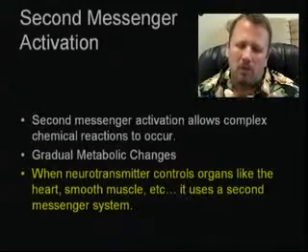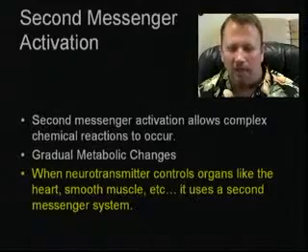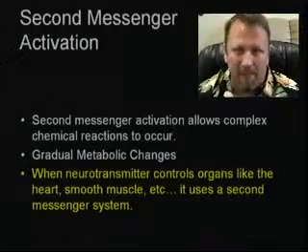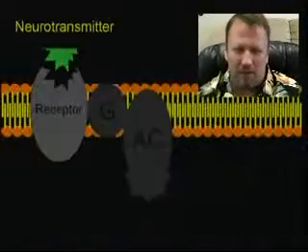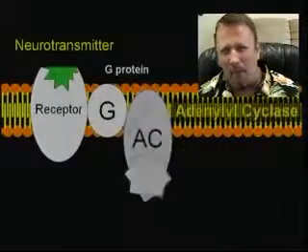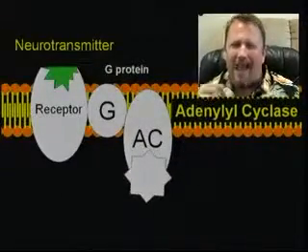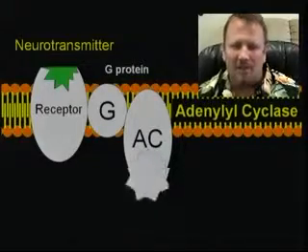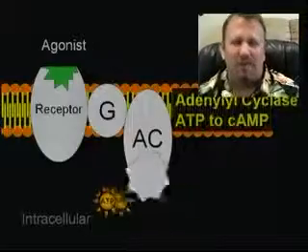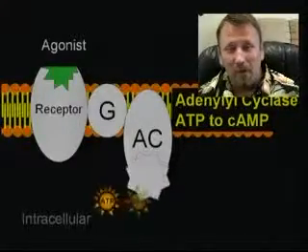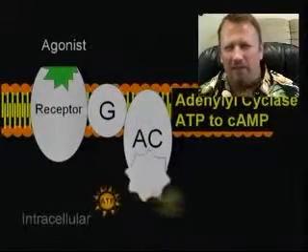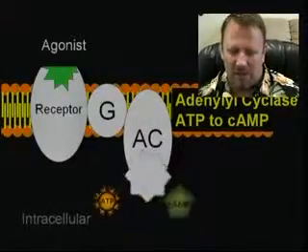You'll see this when a neurotransmitter controls organs like the heart and smooth muscle. You'll see second messenger systems used, like cyclic AMP. Cyclic AMP is a second messenger. So here's a neurotransmitter activating a receptor on the postsynaptic membrane, and that activates adenylyl cyclase. Adenylyl cyclase converts ATP, which is freely available as an energy source, into cyclic AMP, and cyclic AMP is our second messenger.